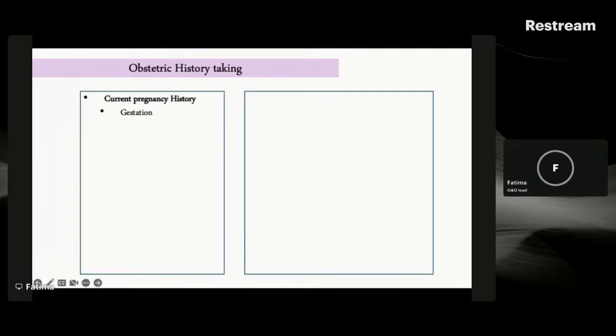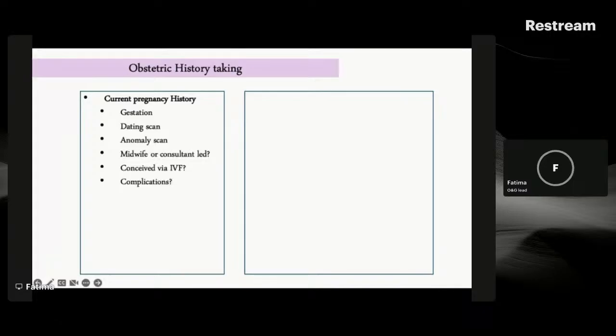We then move on to asking about any current pregnancy history. So in terms of gestation, you're asking about the dating scan, anomaly scan, midwife, or is it consultant-led? Because if it's midwife-led, then there's less likely to have been any complications. If it's consultant-led, then potentially the scans have come up with something positive. Ask whether it's been conceived via IVF or not.